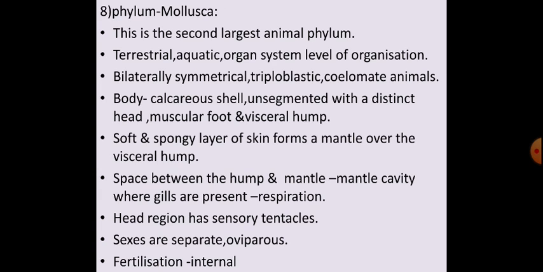So a soft and spongy layer of skin forms a mantle over the visceral hump. The skin is called the mantle, which is present over the visceral hump. Then the space between the hump and mantle is called the mantle cavity.